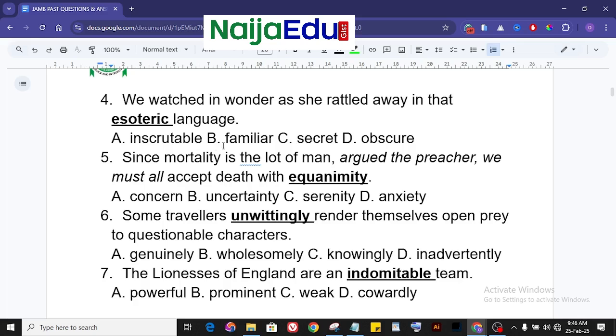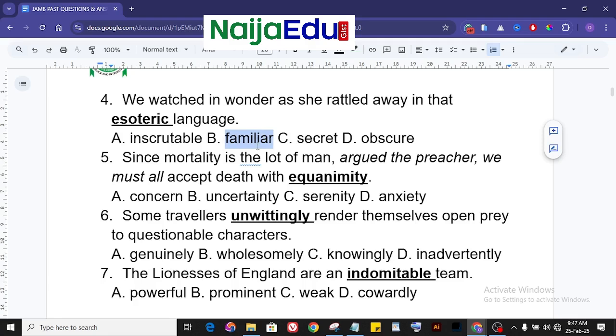Then option B, which says familiar. Familiar means almost everyone, something that many people know about. It is something that is familiar. Of course, for example, everyone is familiar with water.